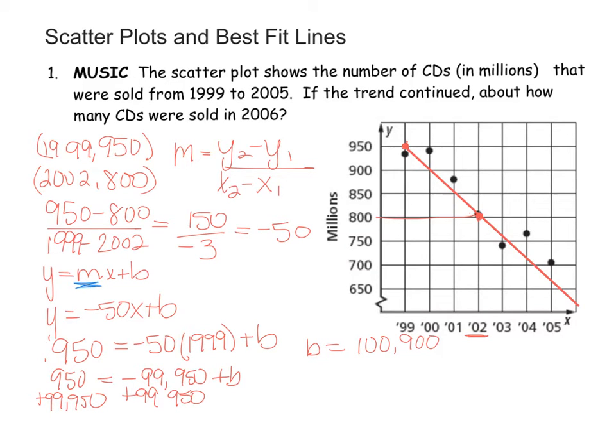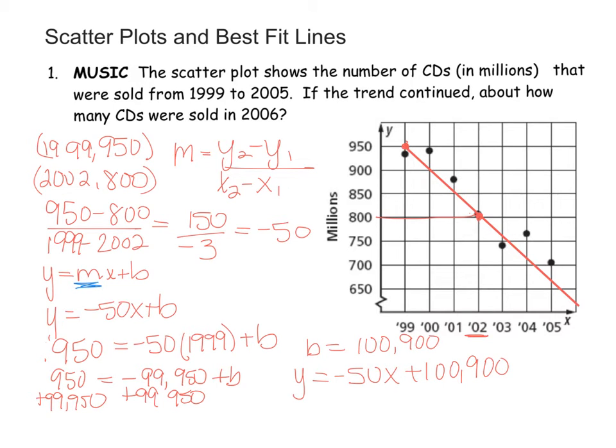We can't make many predictions before 1990 or too far after because the trend might change. That's called extrapolation, when you try to make a prediction outside the x values that your data contains. So my equation is y equals -50x plus 100,900.